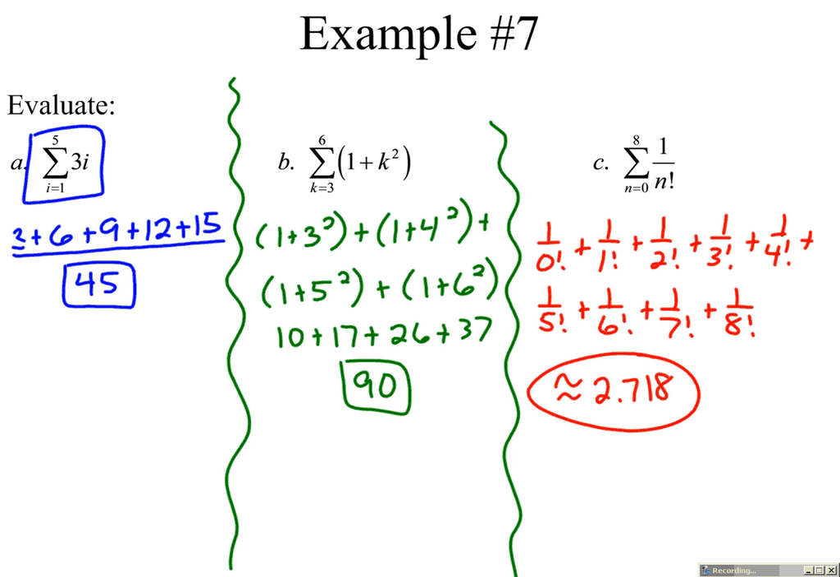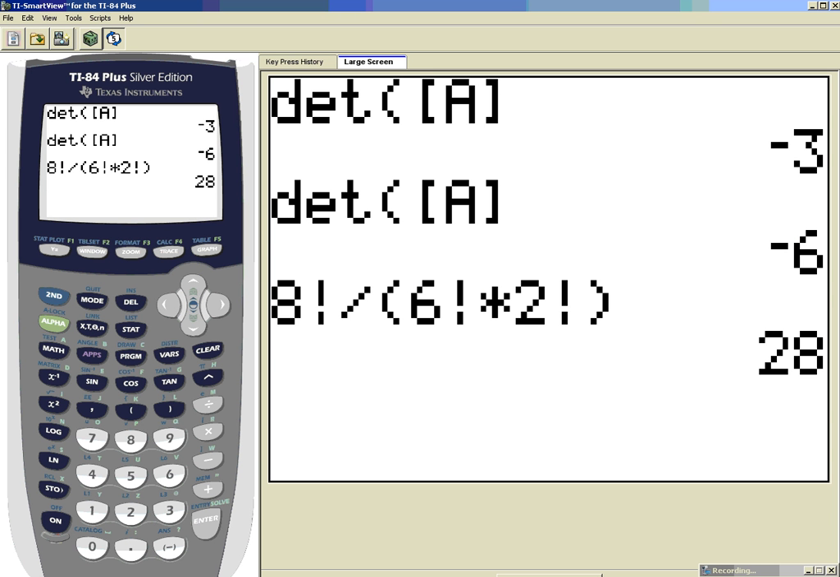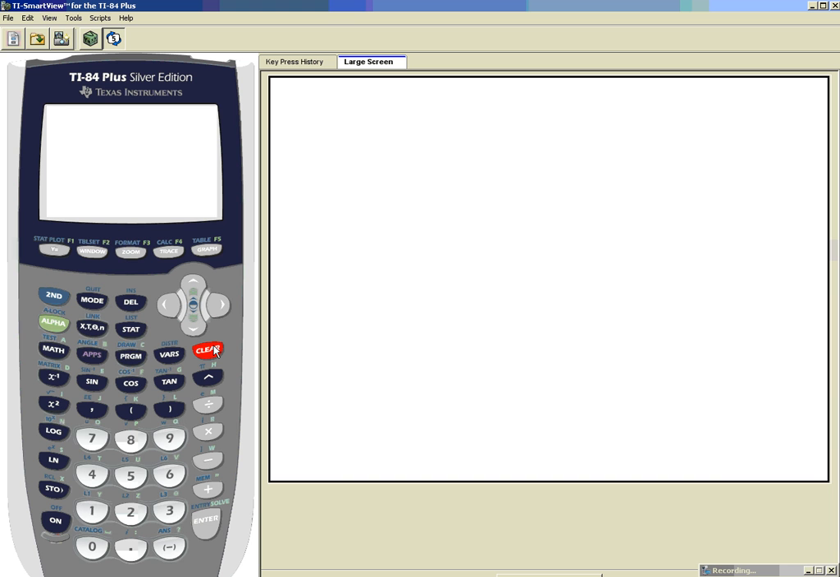It's important that you know and recognize that the summation notation is simply a shorthand way of writing out all this other stuff. So summation notation is nice because it makes things much more compact when we are writing things out. Each one of these sums can also be done on the calculator, so let's take a look at those. Letter A first.